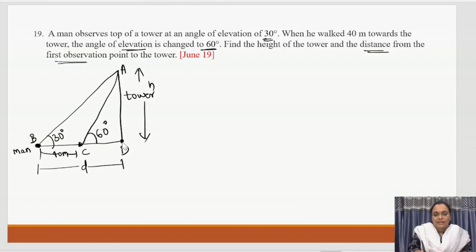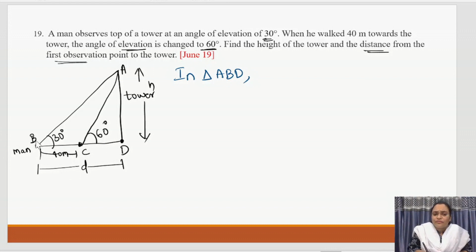Let us take the triangle A, B and D. In triangle ABD, you have the angle 30 degrees, right? The side opposite the angle will be the perpendicular, and this will be the base.